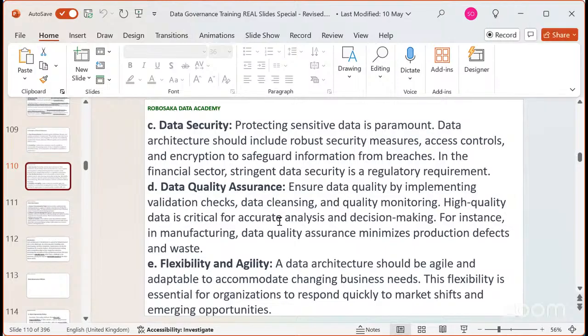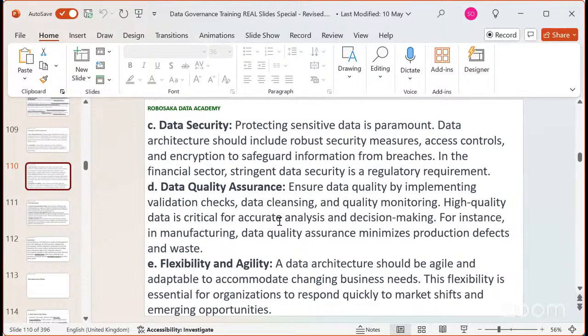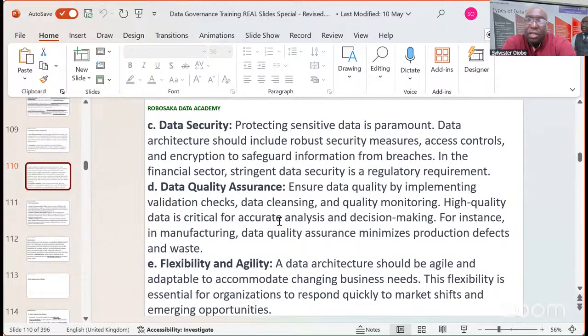Okay, for instance, in manufacturing, data quality assurance minimizes production defects and waste, because there is assurance that it can stand the test of time. Automatically, those characteristics of the raw material, processed through to the production end, will be void of defects and also waste.